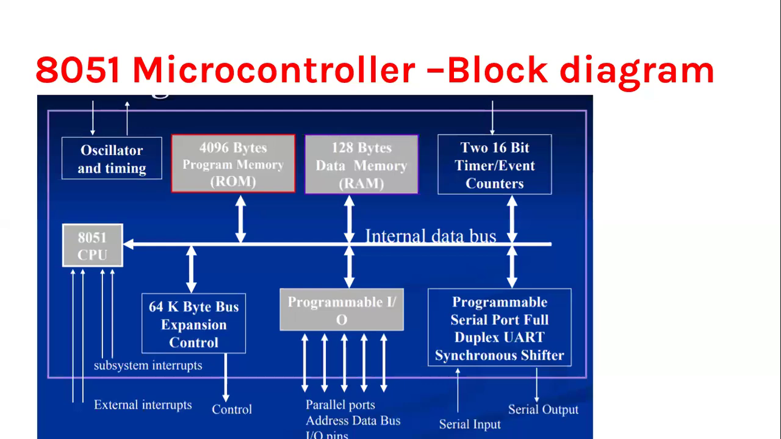The next one is the RAM. Next are the 16-bit timers. Here we use timers in two ways: for delay purposes in internal operations, and as a counter for counting external events. Next is the CPU of 8051, which handles the operations inside the microcontroller. Next is 64 KB of external memory; if you need external memory, you can interface it to the microcontroller.